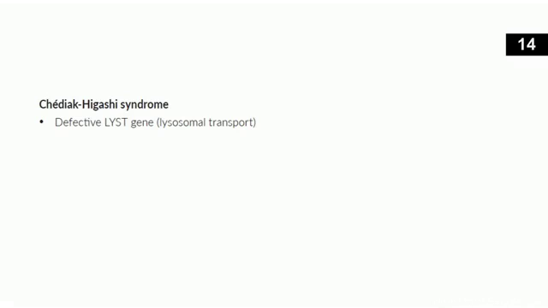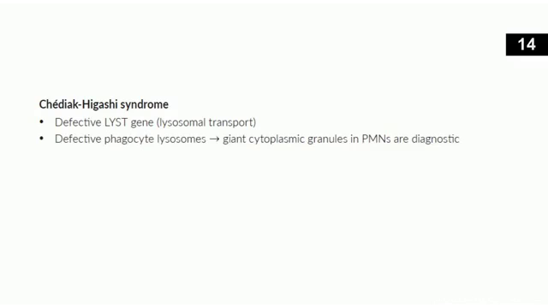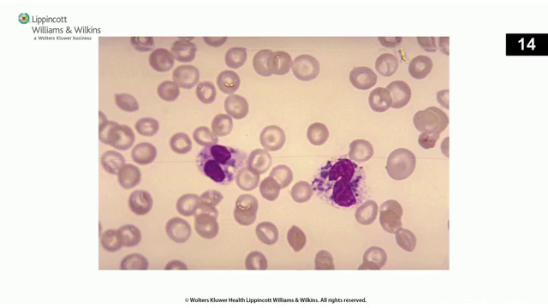Next is Chediak-Higashi disease. This is caused by a defect in the LYST gene, the lysosomal trafficking regulator gene, which is important for transporting enzymes into the lysosomes. If you can't get enzymes into the lysosomes, the phagocyte lysosomes are defective. They won't work. So the neutrophils can engulf things, they just can't digest them. So inside the neutrophils, you'll see giant cytoplasmic granules. These granules are big lysosomes that are full of stuff that just can't be digested and destroyed.